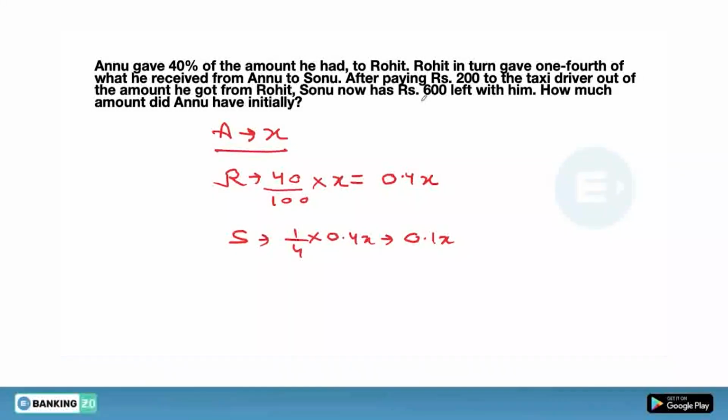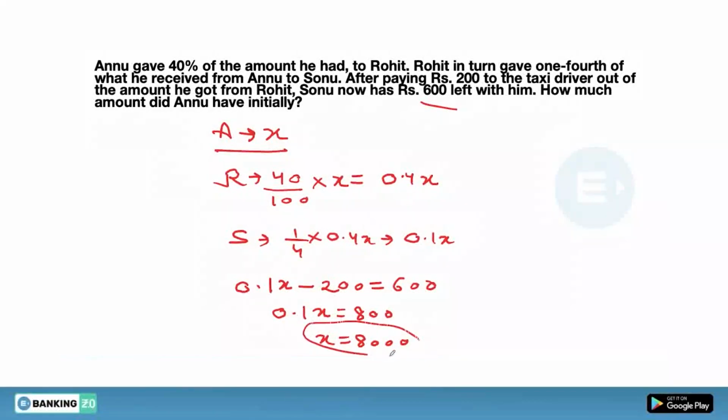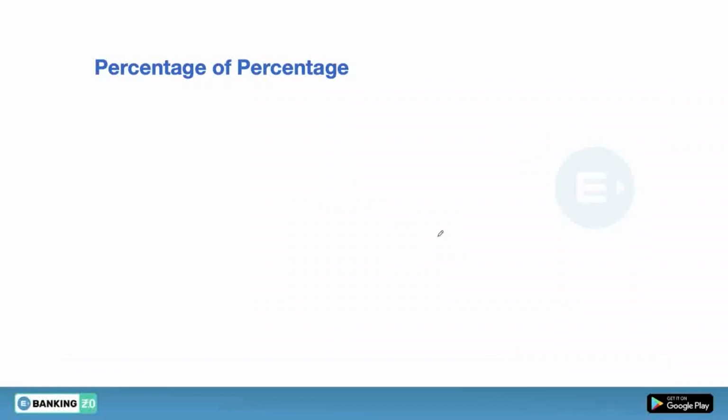So this is going to give me an equation. What? From 0.1x, the amount that he had, he gave 200 rupees to the taxi driver, and the amount which is left with him is rupees 600. And by this I can understand that 0.1x is equal to 800. That means x is equal to 8000. Fine. So initially what amount was he having? Anu was initially having rupees 8000. So these are the simple and best methods by which you can calculate any of the questions. Fine. Now let's move on to the next part.